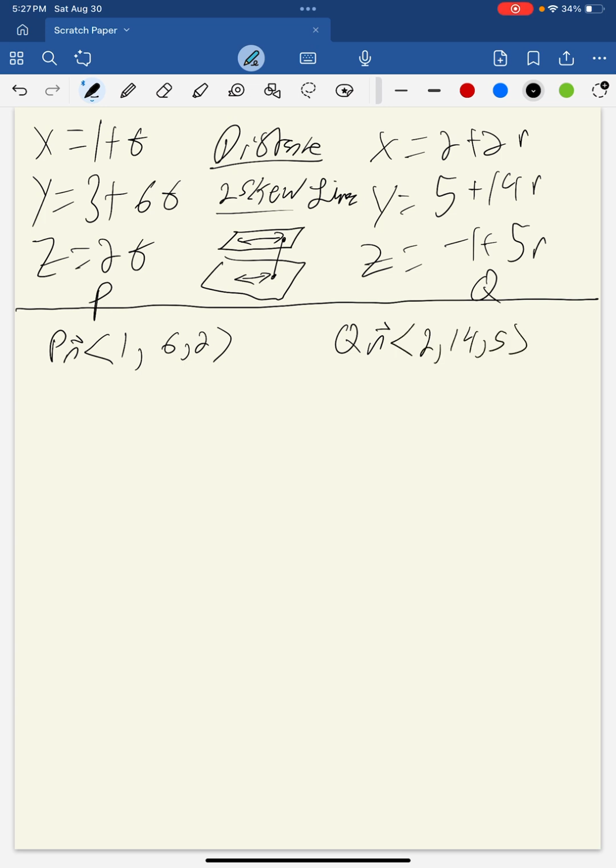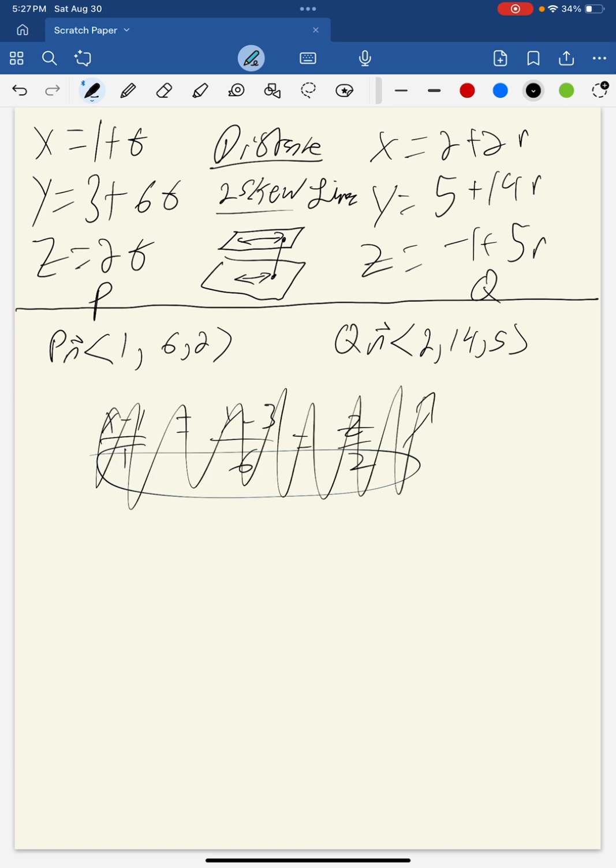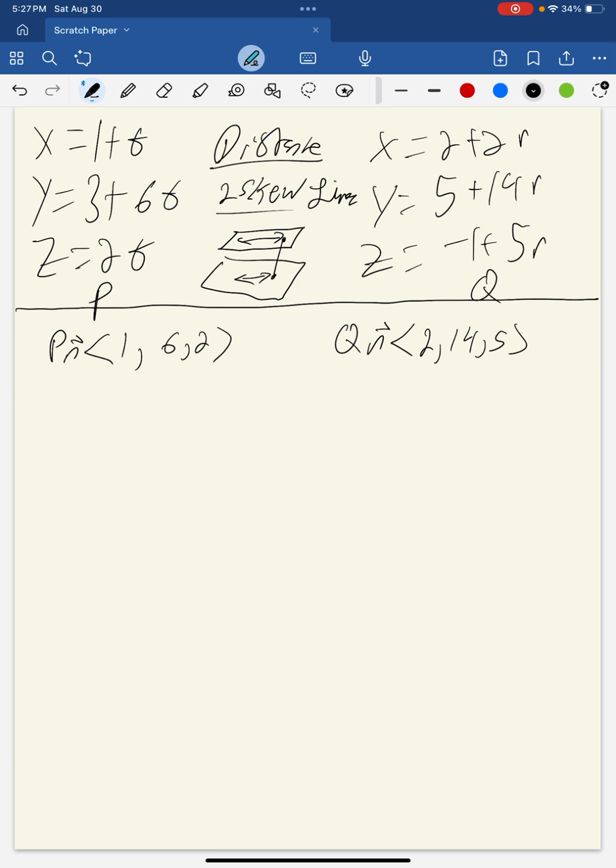And quick reference, if these were in symmetric form, such as y minus 3 over 6 equals z over 2, to find the normal vector, it's simply just these values, and the same thing for Q. Okay, so once you have the two normal vectors, you do need to find the cross product, or the determinant if you prefer to use that term.